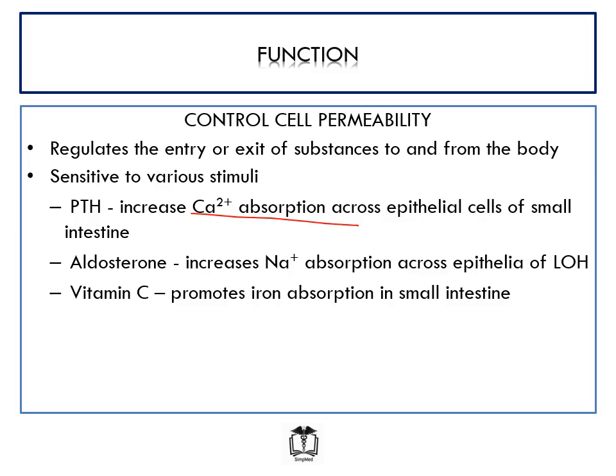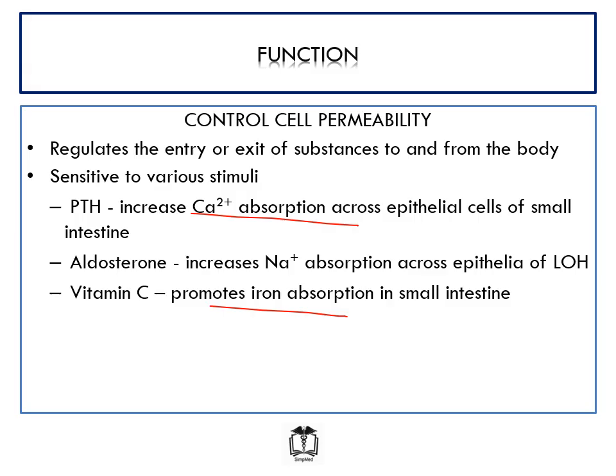Another example would be the absorption of iron when there's an increased amount of vitamin C present in the small intestine. So the small intestine is also sensitive to the presence of vitamin C or ascorbic acid in the GIT, and once that is present, it tends to promote iron absorption. So these are ways in which epithelial tissues across different aspects of the body could be involved in regulating cell permeability.